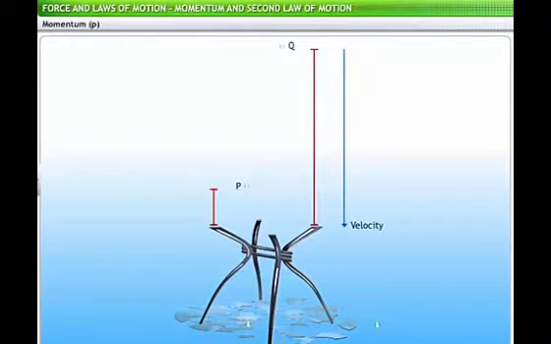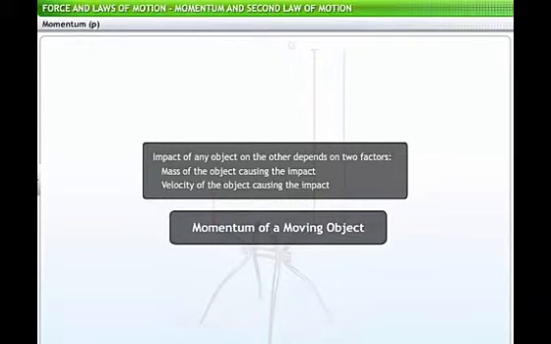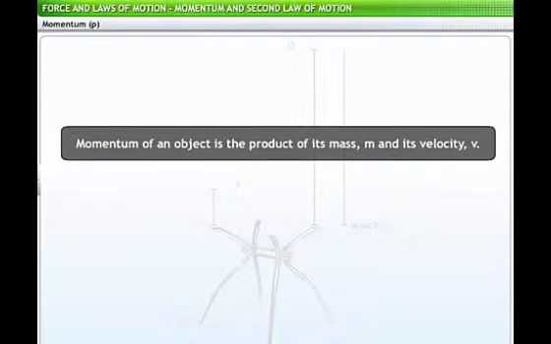Based on these observations, we can say that the impact of any object on the other depends on two factors of the object causing the impact, namely, its mass and velocity. These two factors together constitute a physical quantity, called the momentum of a moving object. The momentum of an object is the product of its mass, m, and its velocity, v. It is denoted by the small letter p. Thus, you can express momentum as p is equal to mv.